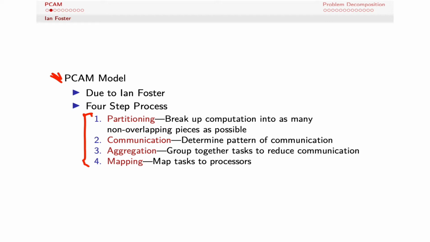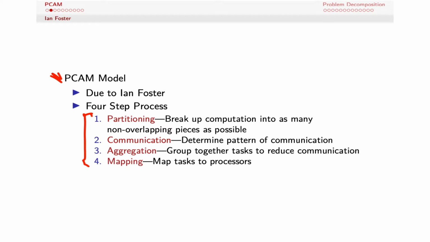Oftentimes what we find is that the amount of communication or synchronization in a shared memory program is higher than we'd really like it to be. And so the third step is an aggregation one, where we take the partitioning that we started out with, which is often too fine-grained, not enough work for each processor to do, and we aggregate those things back together so that each processor has more work on its own.